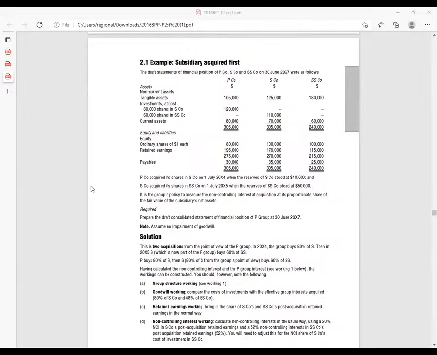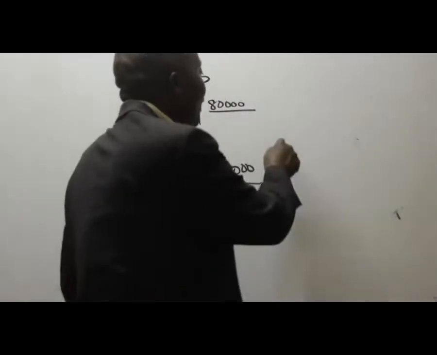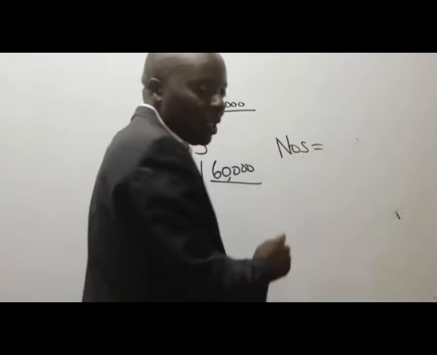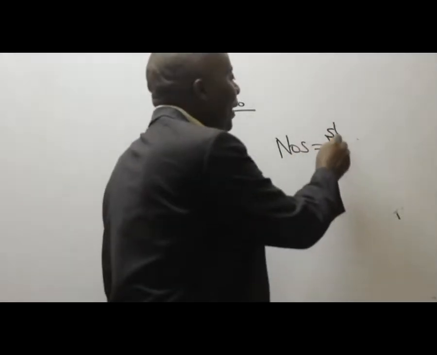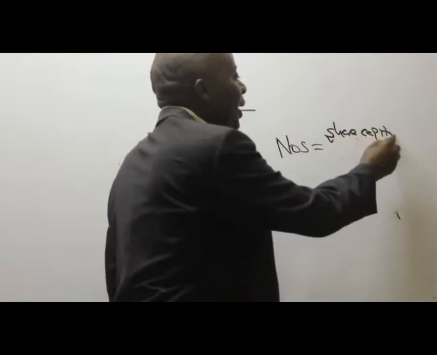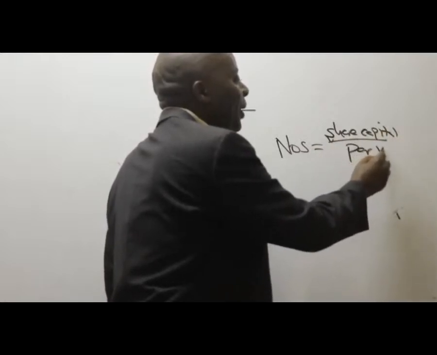Straight away, I'll go to the ordinary shares. I can see the par value is $1. And I can see the share capital of S is 100,000. So how do I get the number of shares? I'll pick the share capital of S company divided by the par value: 100,000 divided by $1. I hope you remember that to get the number of ordinary shares, which many students are not able to do, we normally take the share capital given divided by par value. Please don't forget that.